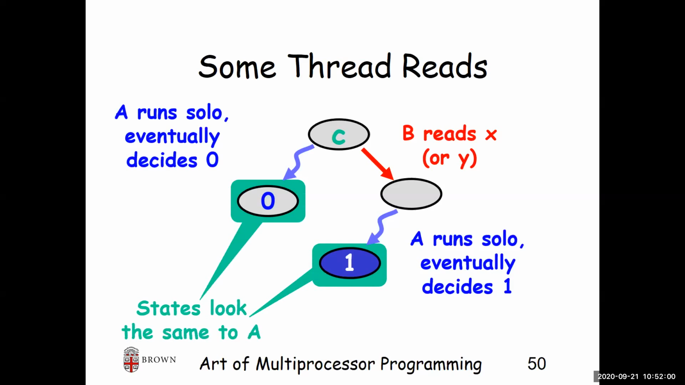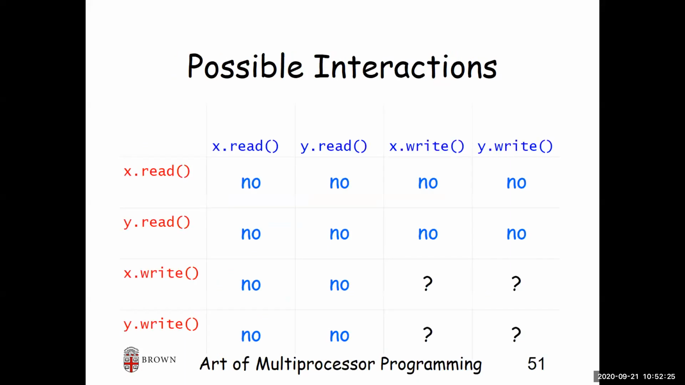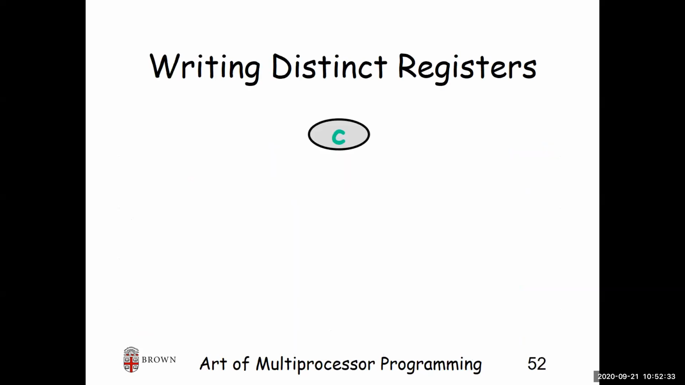And the problem is these states are going to look the same to A. The fact that B read something isn't going to make a difference to A, right? It can't come up with a different execution based on whether B read X or Y. So this doesn't really make sense. So we're going to immediately identify the read option as not working.